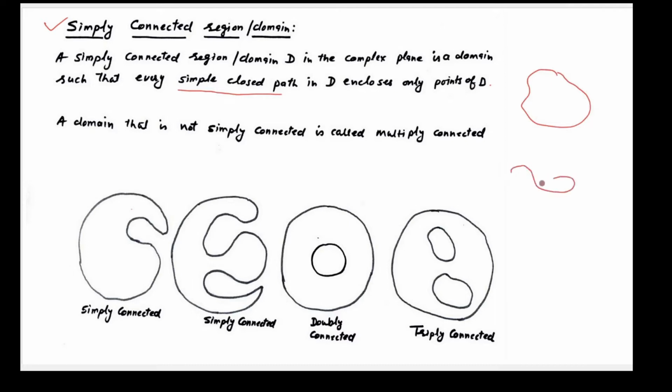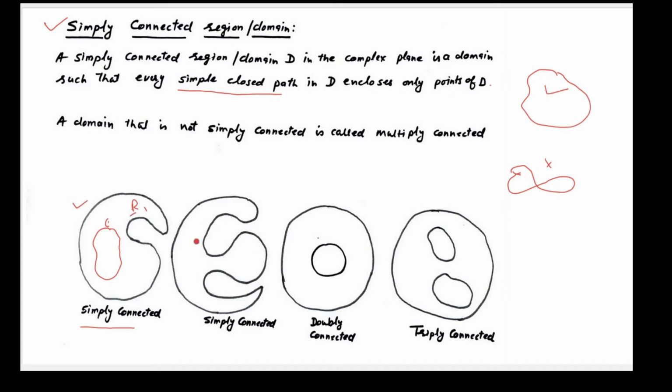So this is not a simple closed path because it crosses itself. So this is a simple closed path. This is not a simple closed path. So now, simply connected region. Suppose this is region R1. The region R1 is called a simply connected region because if we draw any closed contour, a closed path inside this region, then all the points within this closed contour are part of the region R1. So it is a simply connected region.